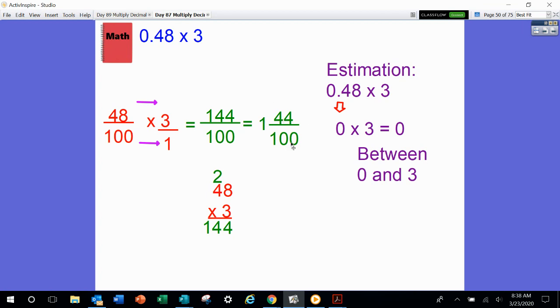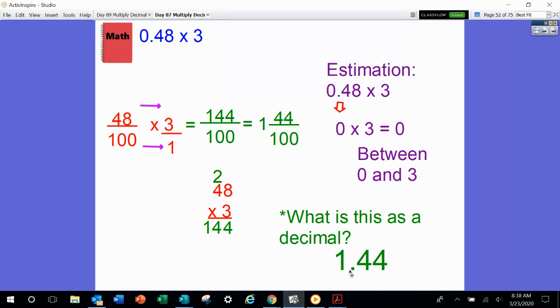Now, 1 and 44/100, that sounds a lot like a decimal. So what is it as a decimal? It would be 1 and 44/100. 1 and 44/100. This is just the second technique of these that we're going to go over with multiplying decimals. A couple more of them we will go over, but these are two that I want you guys to get in the practice of because you're really using techniques that you've learned before.